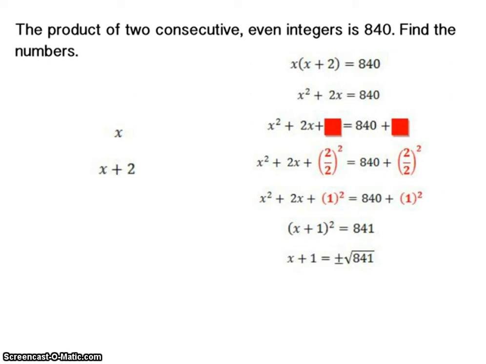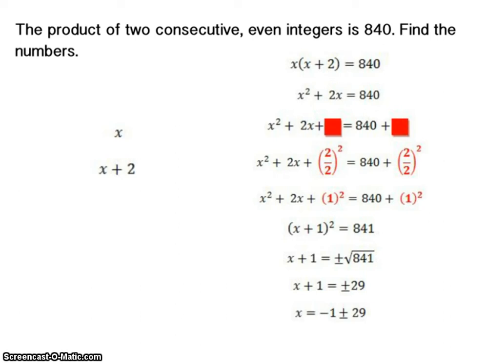Now we're going to take the square root of both sides of the equation. Don't forget that when you take the square root of the constant, you need to account for the positive case and the negative case. So you need that plus and minus there. Now we're going to subtract 1 from both sides of the equation. Before we do that though, we're going to simplify the square root of 841, and it turns out that that is a perfect square of 29. So now we're going to subtract 1 from both sides of the equation.